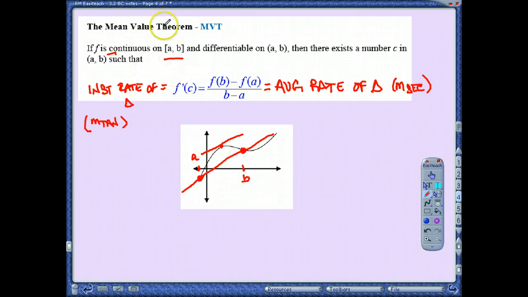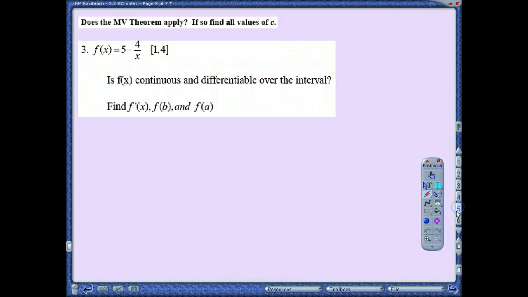Now, the mean value theorem is that broad case. Rolle's is a specific case. Rolle's is when that slope is equal to 0. So please note, Rolle's is a specific case of the mean value theorem. It's kind of like rectangle, square. Square is a rectangle, a special rectangle.